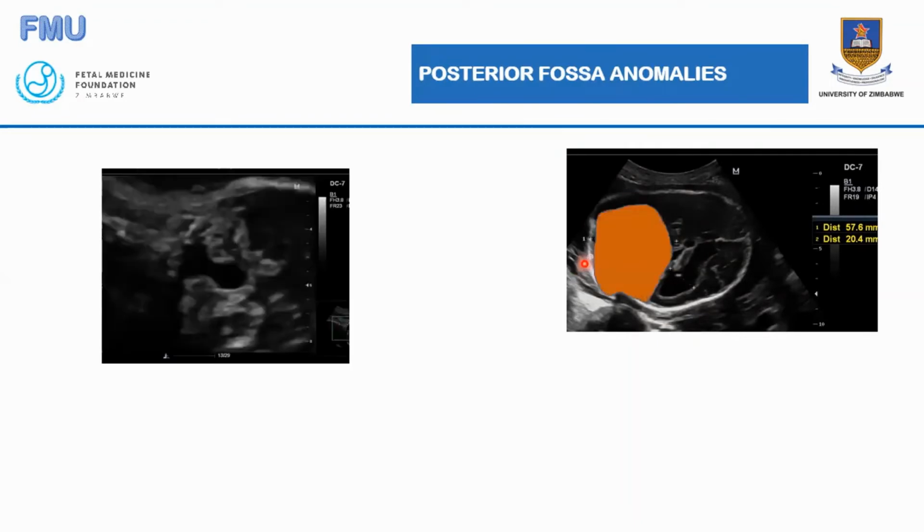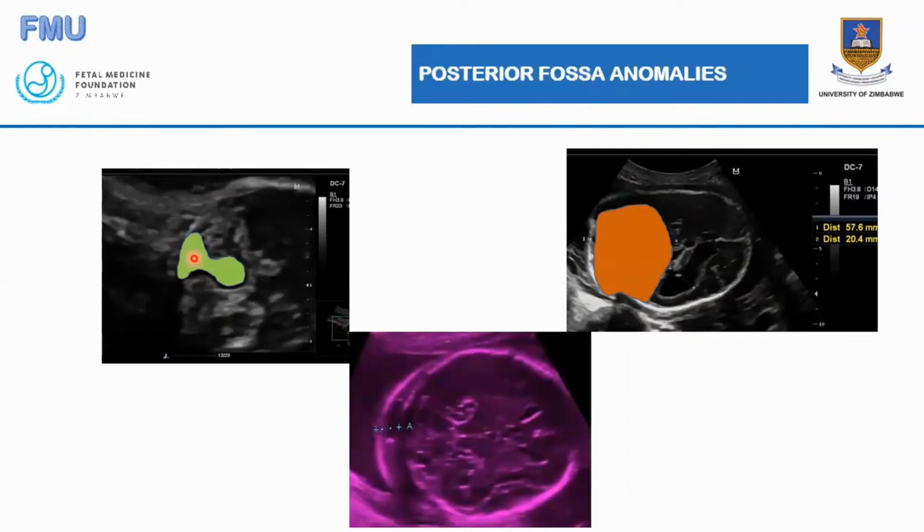Then posterior fossa abnormalities. I've shown you what the cisterna magna and the cerebellum look like. Sometimes when you are examining the baby, you may see that the posterior fossa has a huge cyst like we see here. This was an arachnoid cyst in one of our babies. Or you may see that the 4th ventricle communicates with the cisterna magna, in a Blake's pouch cyst condition.